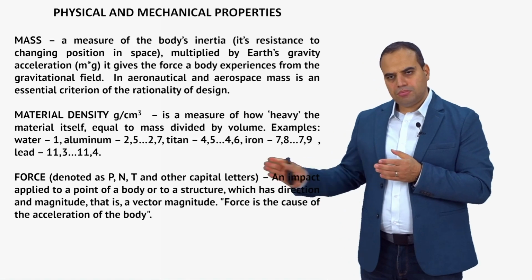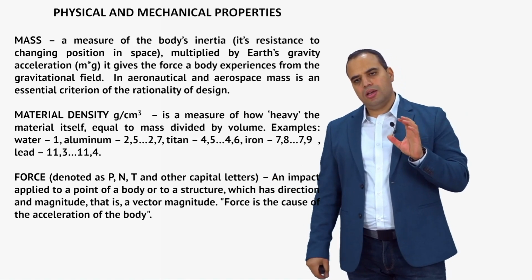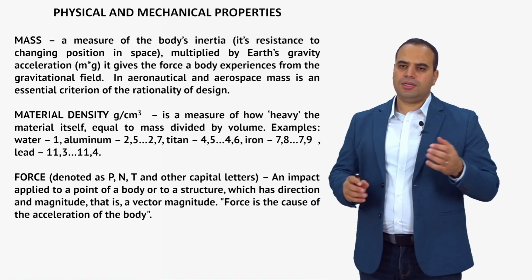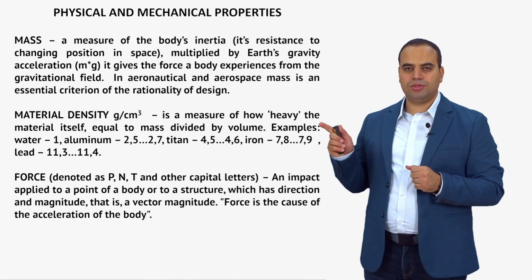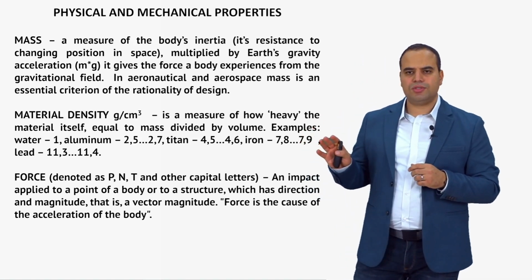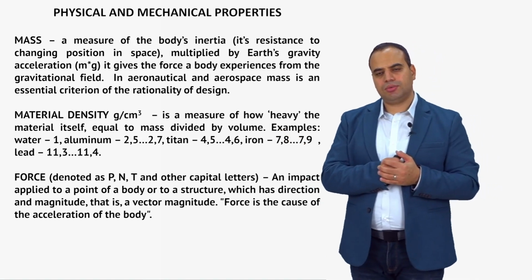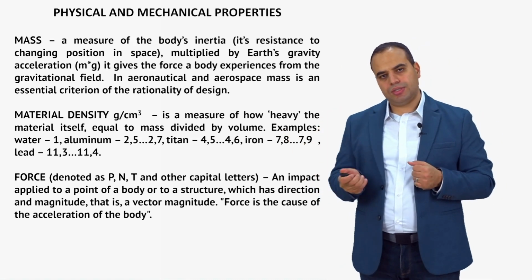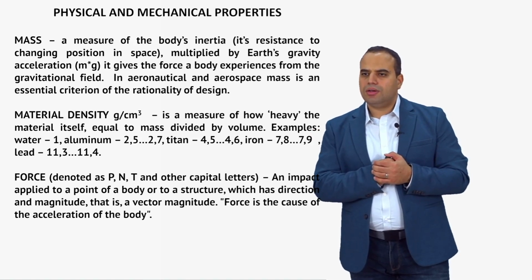And moving swiftly on, the material density is a measure of how heavy the material itself is. It says how much mass there is inside a unit volume, right? So if we take, for example, a unit volume of let's say 1 centimeter cube or 1 millimeter cube, and see how much mass the material has inside that unit of volume, then this is going to be the density, right? For example, aluminum, water, titanium, iron, lead, and so on. All of these materials have different densities, and that's in fact also a criterion we use when we choose the structural material from which the aircraft is going to be manufactured.